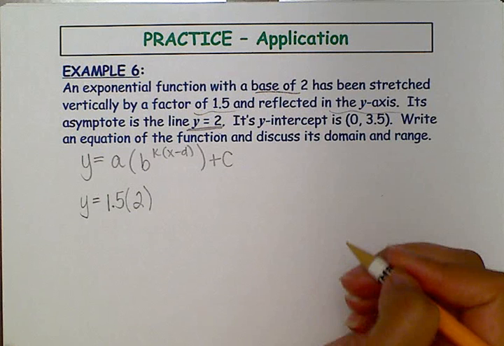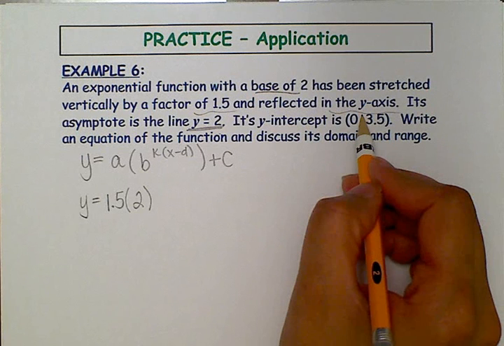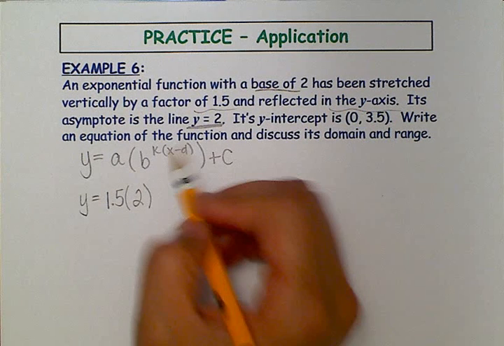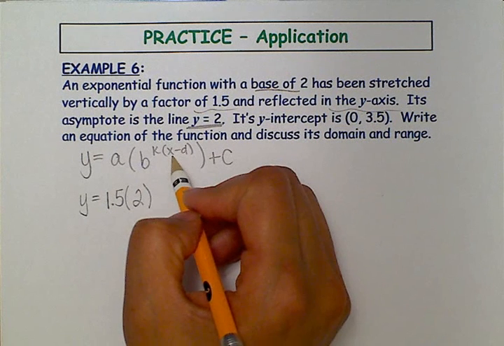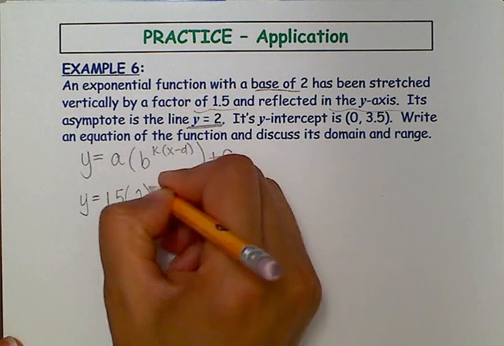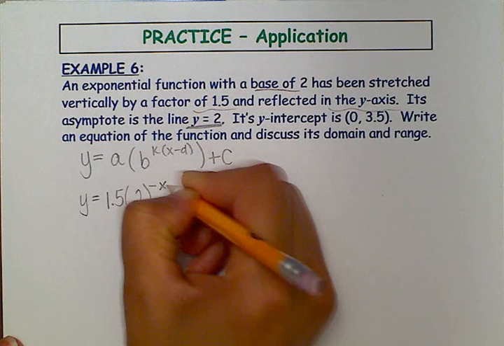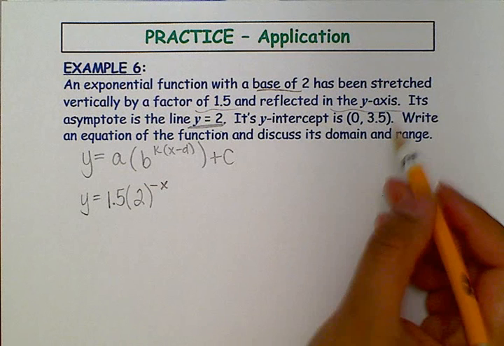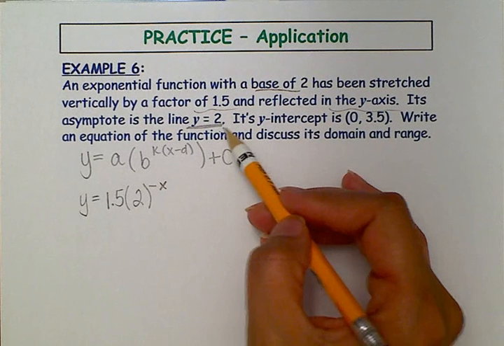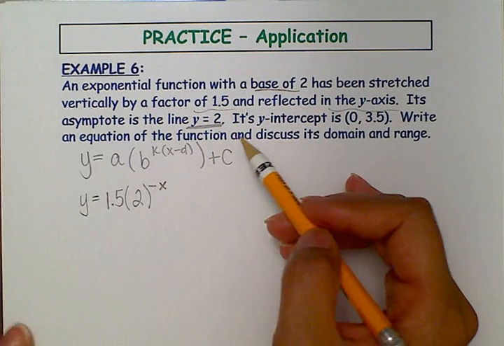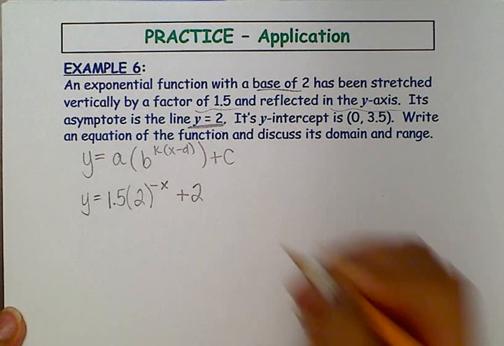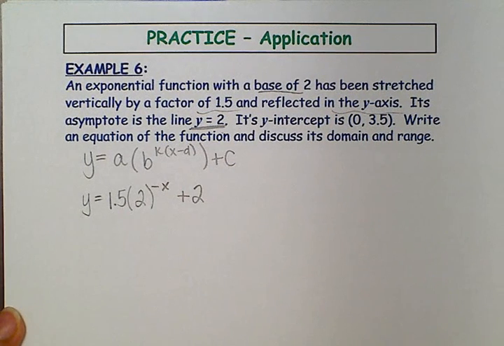And then we're told there's a reflection in the y-axis. A reflection in the y-axis affects the value of the exponent, so the coefficient of x is going to be negative. That's some more information that I know. And then I'm told that there is a horizontal asymptote along the line y equals 2. What that means is the graph must have been shifted up 2 units. So there's the equation of the function that I have so far.